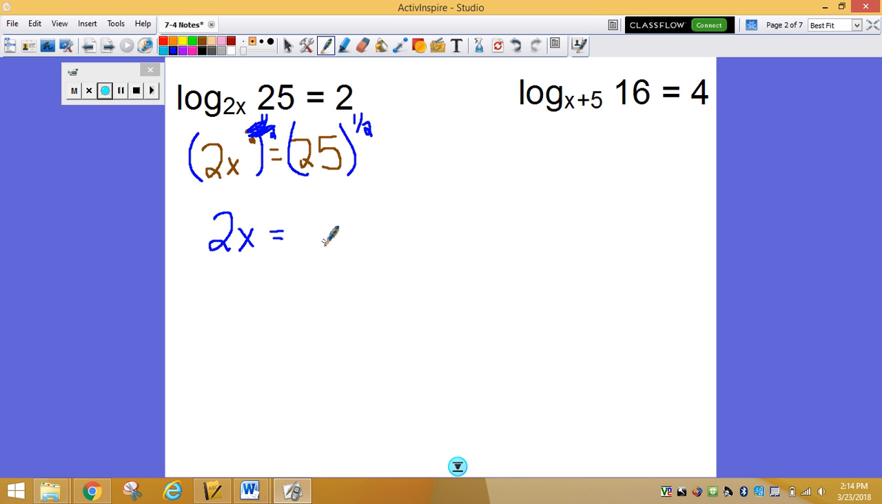Hopefully you have a calculator. If you don't have a calculator, pause it. I want you to go get one. So now you have one, and I really want you to type this in. I want you to type in 25 raised to the 1/2. Now, you can type in 0.5. If you have a calculator where it gets little up above, you can type in 1 divided by 2.